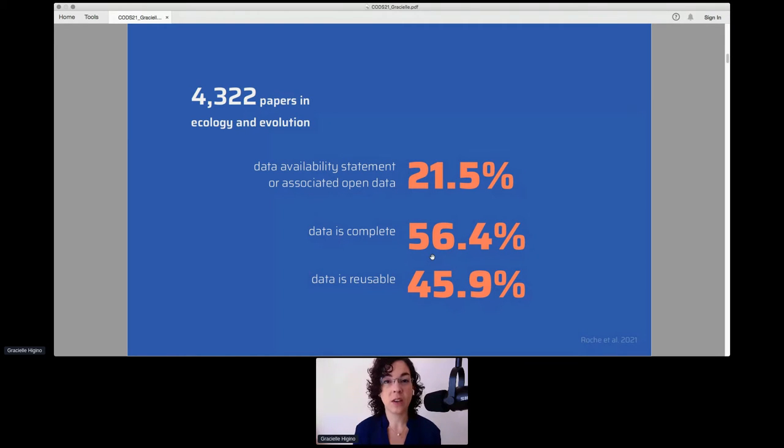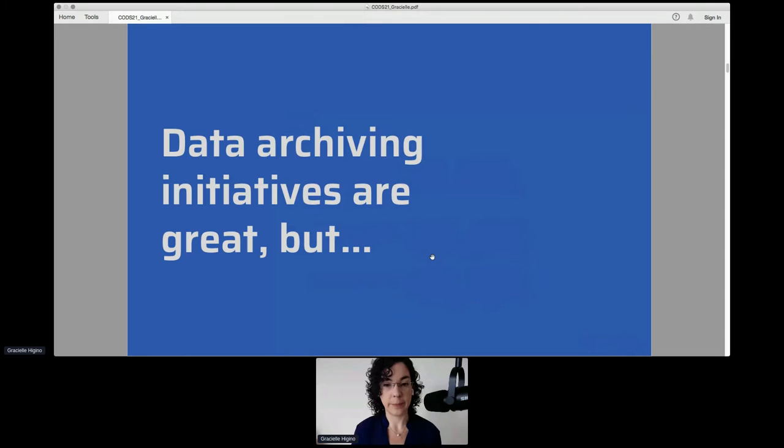given that this area is not that theoretical and argumentative. A lot of research is done with data. And of these 20%, only half have data that is complete. This means they have data we can use to reproduce the analysis, and they have the raw data, all the parts of the data that are necessary to reproduce the analysis. And only 45% have data that is reusable. This means they have complete and comprehensive metadata, and the data is also complete. These characteristics are complementary.